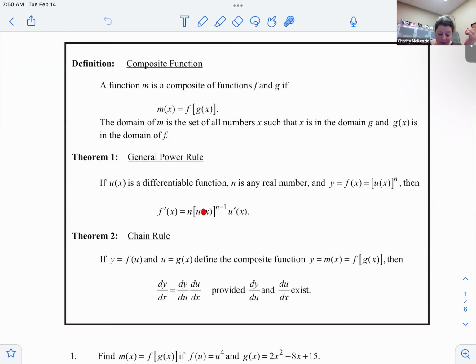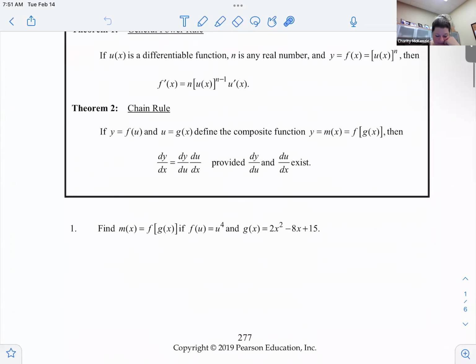So notice this part stays the same, whatever it was, 2x squared plus 4, whatever it is. Then you take the derivative of the inside and multiply it out here. So the idea is you do what the outside tells you to do, the derivative of that. Then you take the derivative of the inside and multiply it on the outside. So that's the whole idea of a chain rule. Yeah, this is telling you the chain rule, but it is not very pretty.